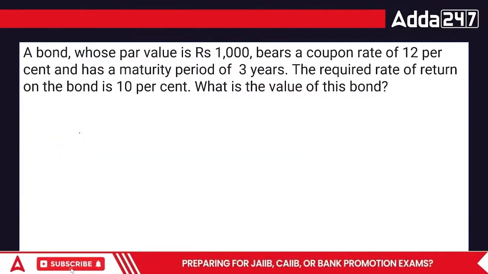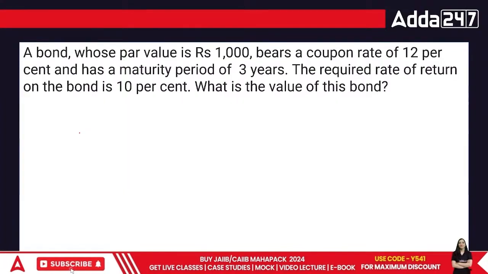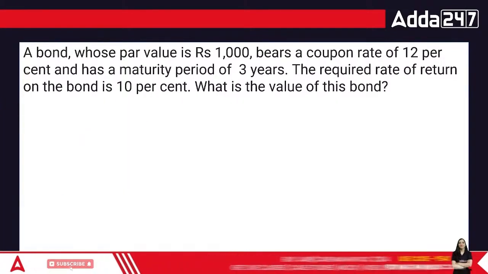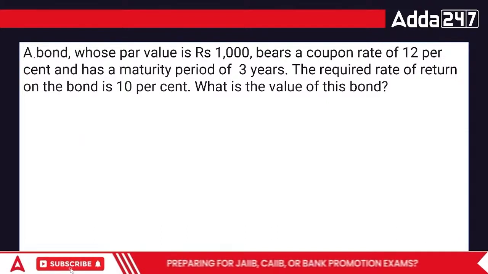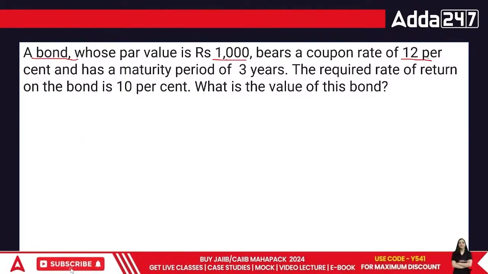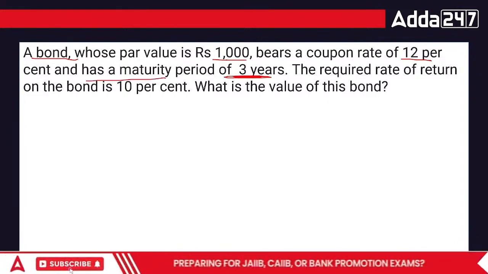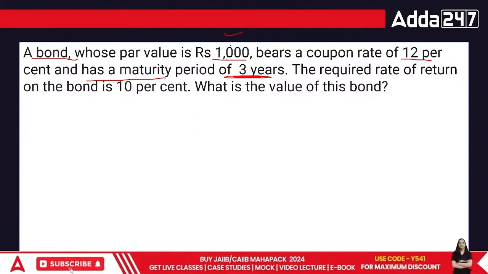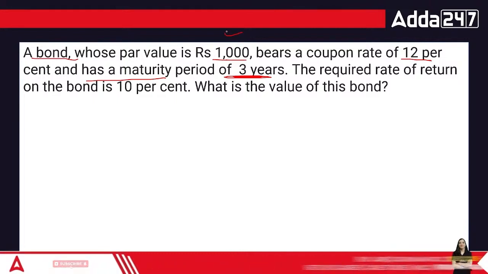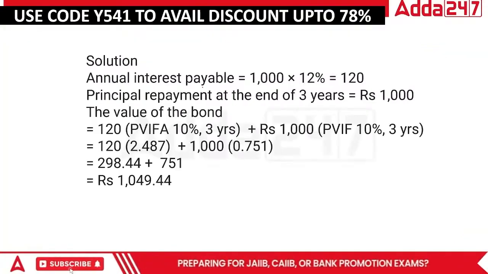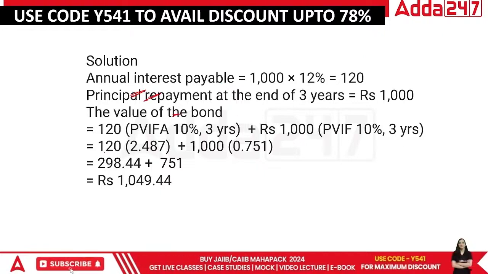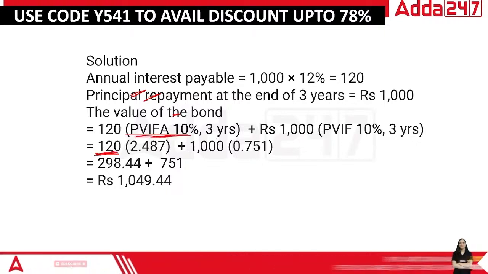Okay. This question doesn't have the portion of options there, so let's just discuss it. A bond whose par value is rupees 1000 bears a coupon rate of 12% and has a maturity of 3 years. So technically the interest is 120 rupees, and that is for 3 years. And after 3 years you will also receive back the rupees 1000 again. The rate of interest is 10%. How do we look forward to it, everyone? First of all, the interest of 120 is for 3 years. Right? So you do the PVIFA for 3 years.